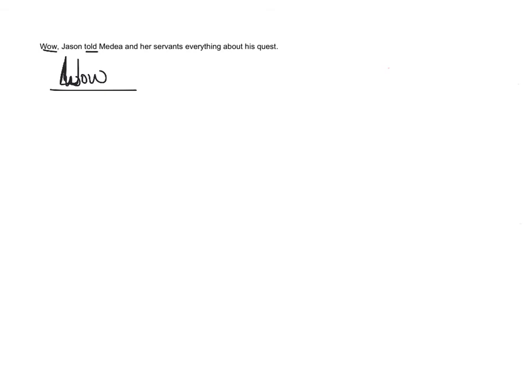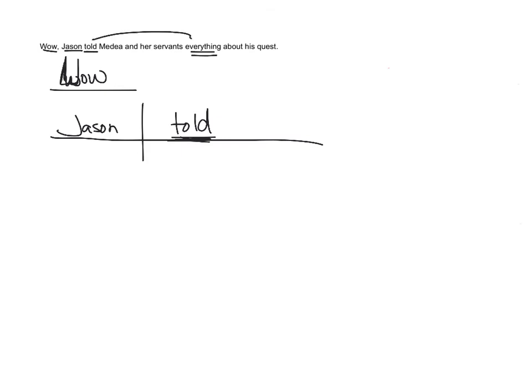So, wow! Remember how we would put that above the line? Wow! Although clearly we need to capitalize that. There you go. Jason told Medea and her servants everything about his quest. So, what's our action? Told. Who's doing the telling? Jason. So that means I've got subject, verb, pretty straightforward. Jason told. Now, what did he actually tell? He didn't tell Medea. What he told was he told everything. That is the object that is most directly being told. So, Jason told everything. Okay. So, Medea and her servants.